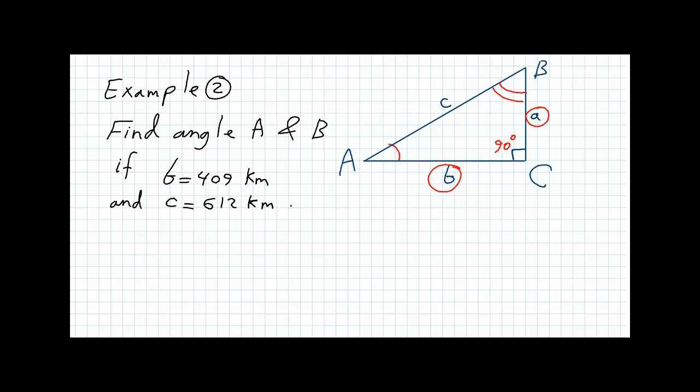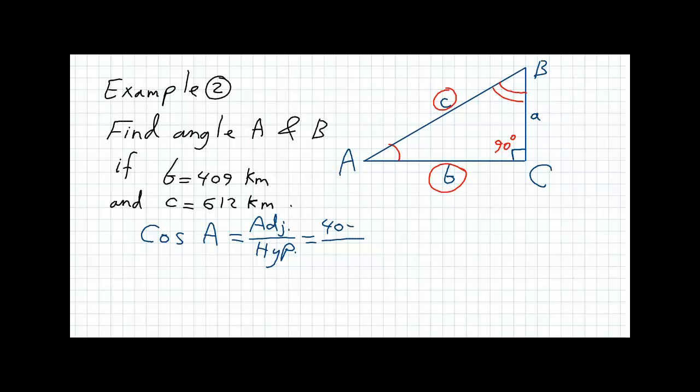Example 2. Find angles A and B if B is given to you as 409 kilometers and C is 612 kilometers. So in this example, B is given, C is given. So thinking of angle A, you have the adjacent and the hypotenuse. So which of the trigonometric ratios combines the adjacent and the hypotenuse? It is the cosine. So you will say that cosine A is equal to the adjacent over the hypotenuse, and these are given to us.